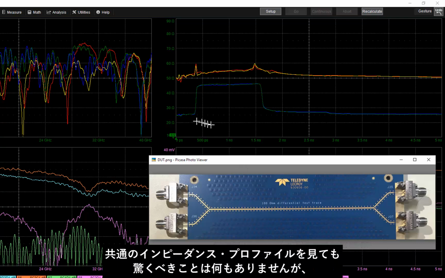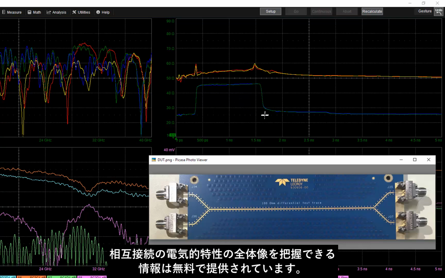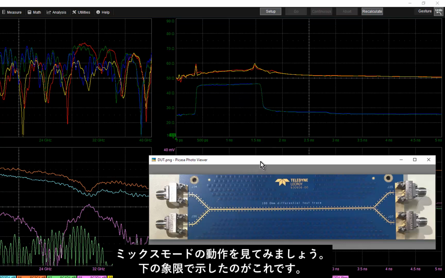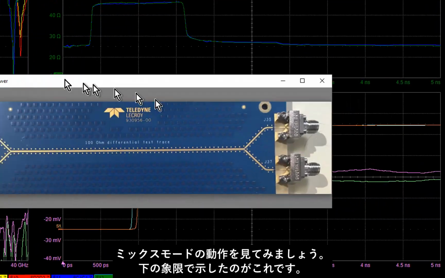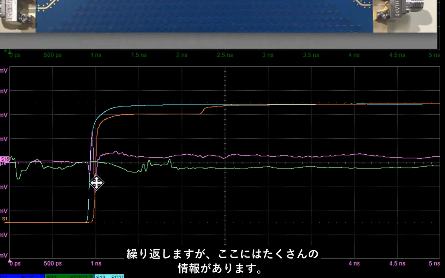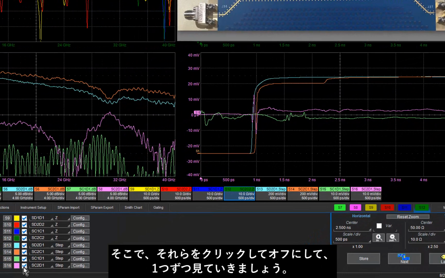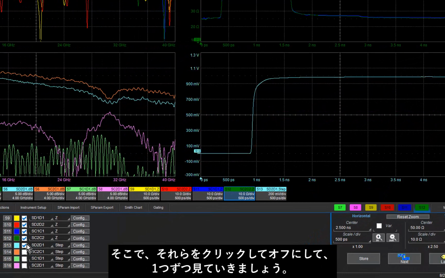Nothing really startling looking at the common impedance profile, but it's information that's free and provides that complete picture of the electrical properties of the interconnect. Let's look at the mixed mode behavior, and that's what I have displayed in the lower quadrant. Again, there's a lot of information here, so I'm going to click them off and we can look at them one at a time.